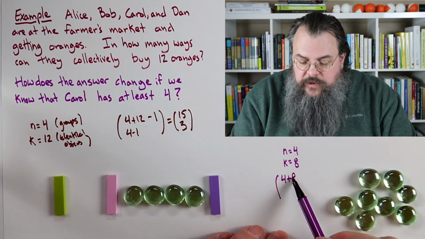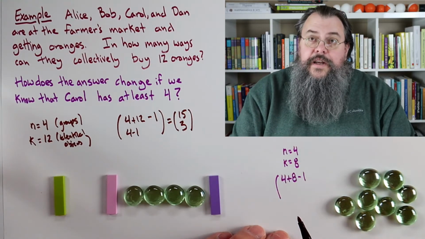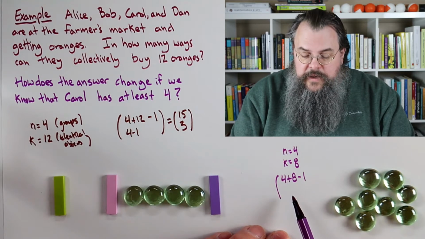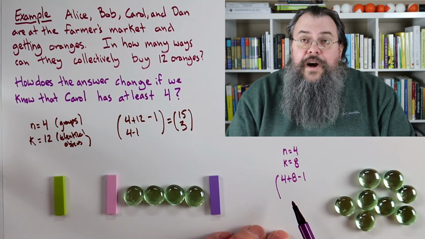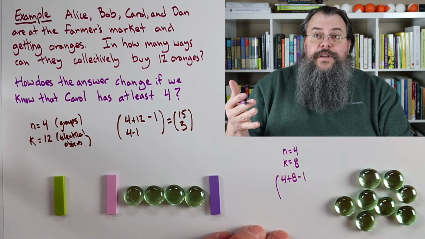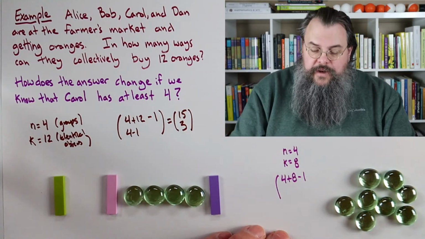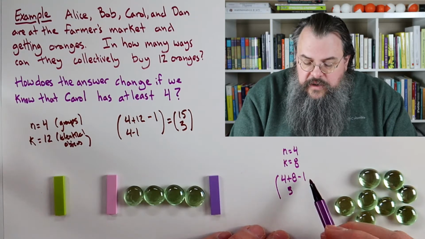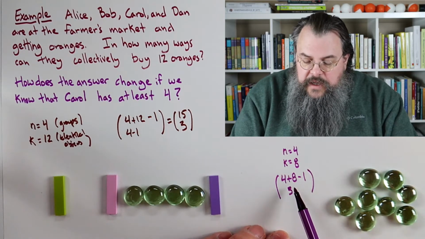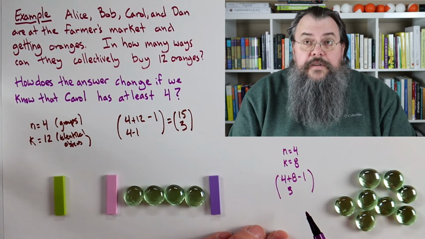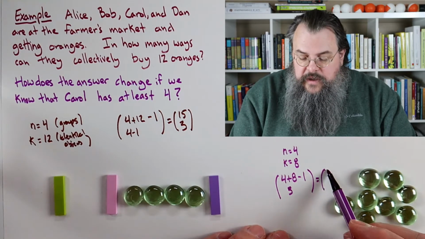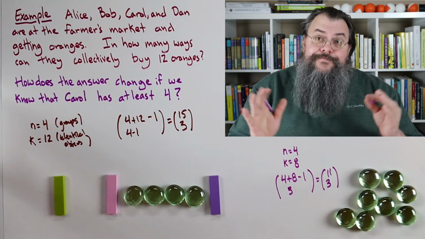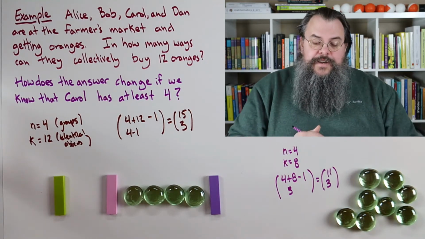Bars and stars, 4 plus 8 minus 1, right? The number of groups plus the number of objects, subtract 1. Then just remember what to choose. Either the number of groups minus 1 or the number of objects, right? It's either the number of bars or the number of stars. So let's see, 4 plus 8 minus 1 is 11. So there's 11 choose 3 ways for this to happen. That's it. There we go.